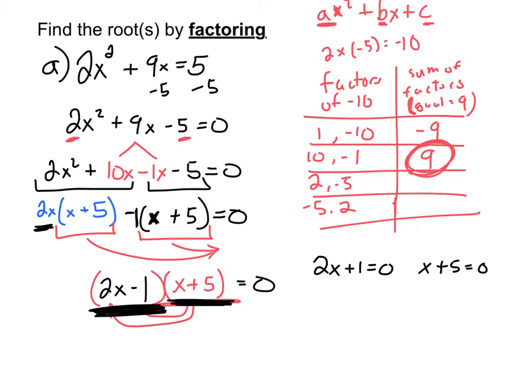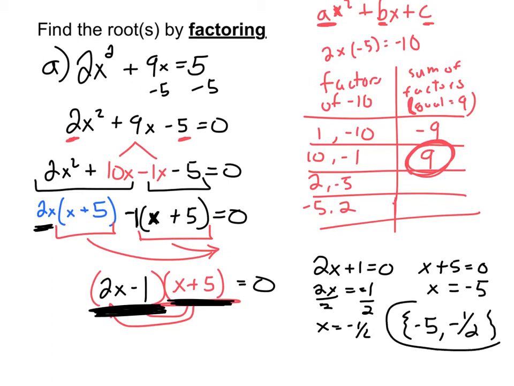Now let's solve both those pieces. I'm going to add 1 to both sides, and then divide both sides by 2, and I'll have x equals 1/2. Then I'm going to subtract 5 from both sides, x equals negative 5. Then you would say your solution set. You always start with the smaller number when writing your solution set, so negative 5 and then 1/2. That would be your solution set for this equation.